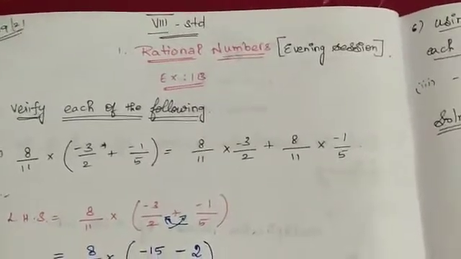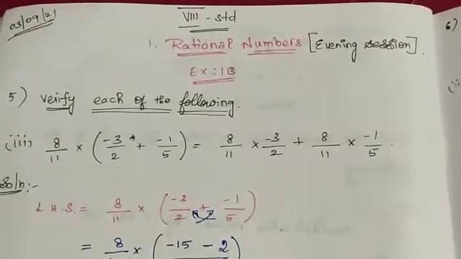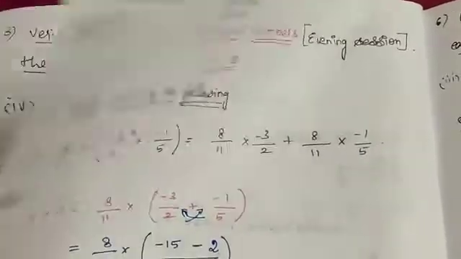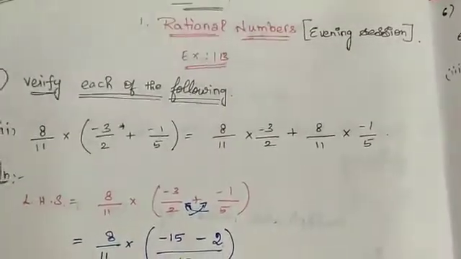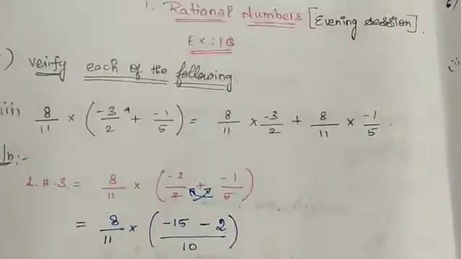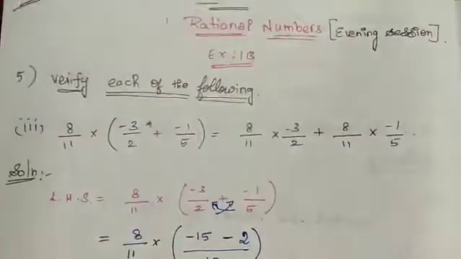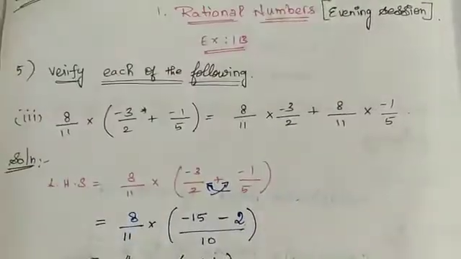The commutative property is always satisfied in the multiplication of rational numbers, and the associative property is also satisfied. Now, another property, the distributive property, will be used in this class. So, fifth sum: verify each of the following. You only need to verify the sum.